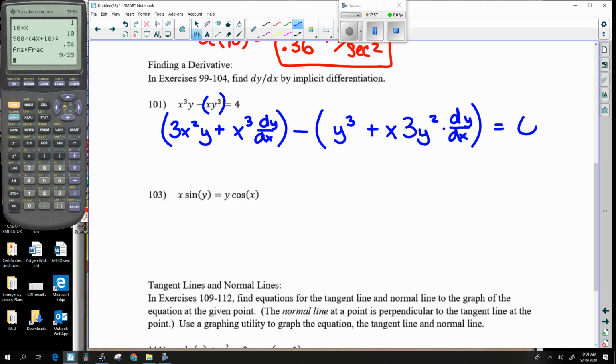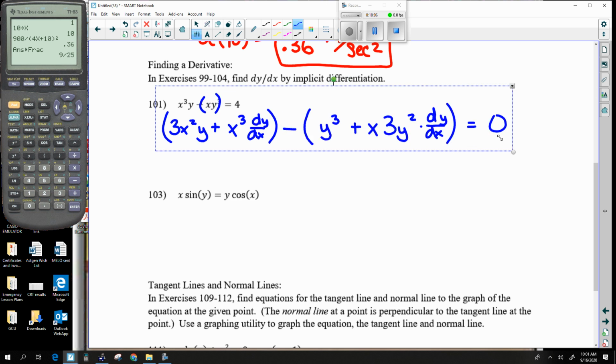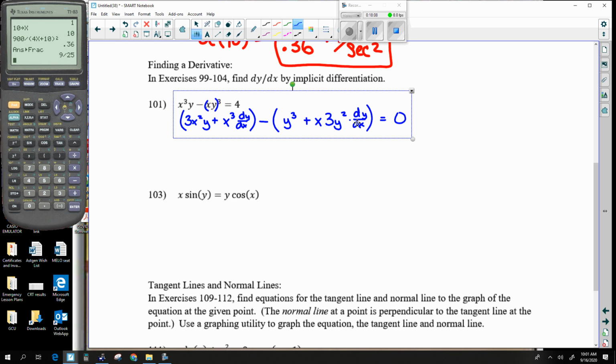And then derivative of 4 is 0. All right, so that is our basic derivative. And now all we have to do is isolate the dy dx in the problem. Okay, we isolate the dy dx.